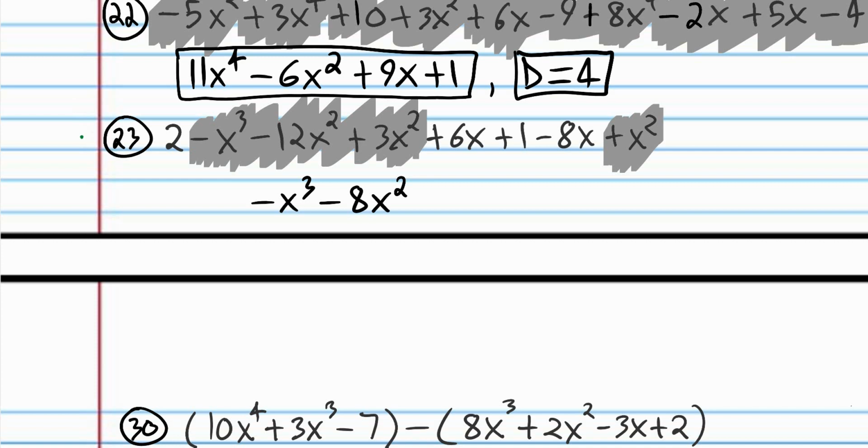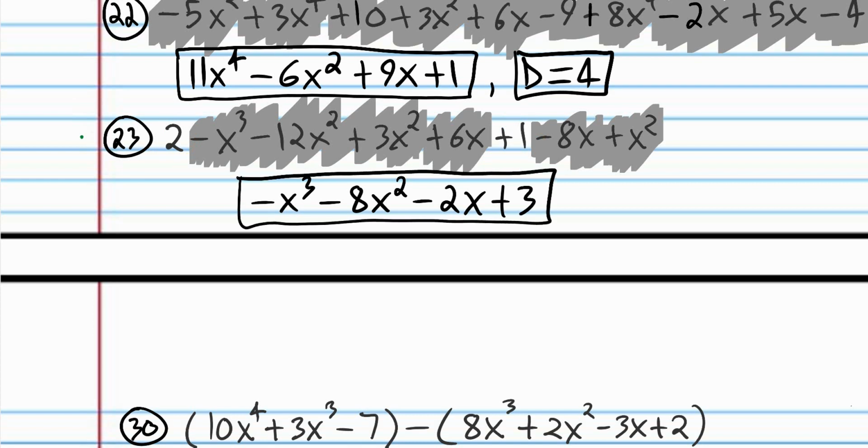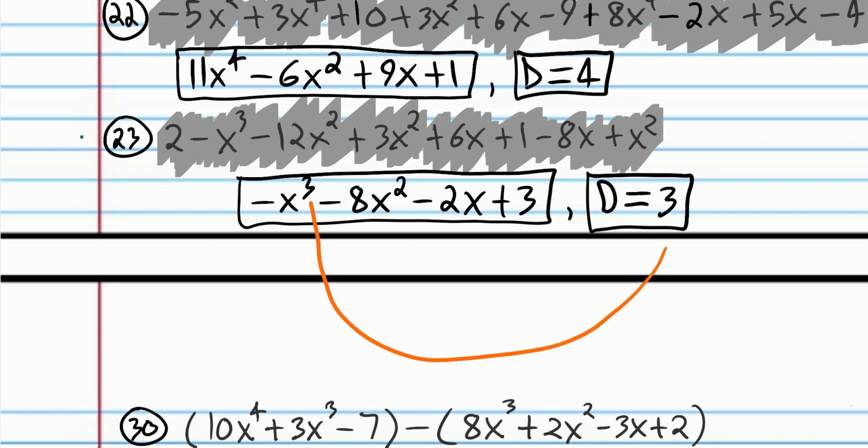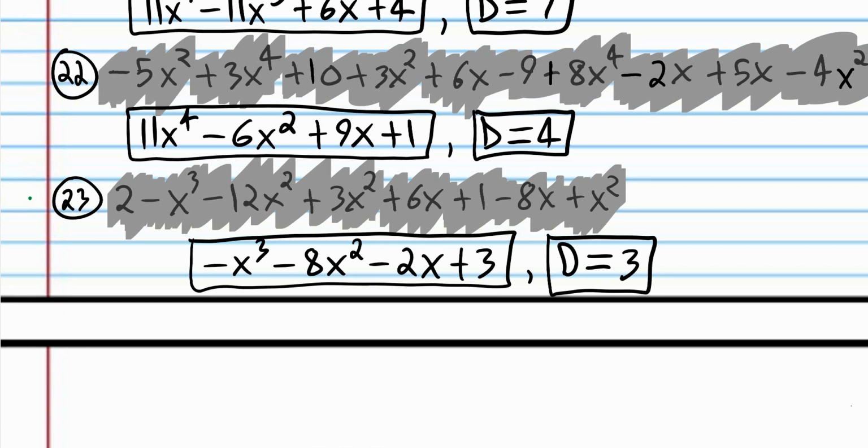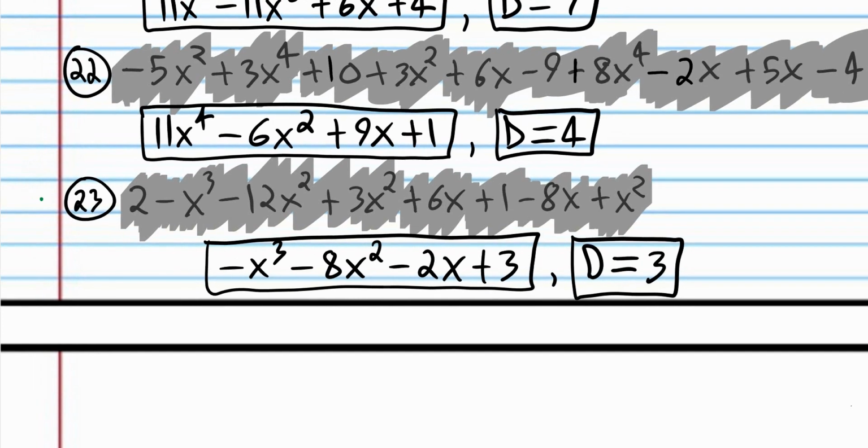And then we're going to combine the 6x and the negative 8x. We get negative 2x. And then we're going to combine the 1 and the 2. Don't forget that 2 at the very left. 2 plus 1 is 3. So if you got that answer, good job. Don't forget to write your degree, though. The degree of this polynomial is 3. Where did I get that number? Right there. Remember, the degree of a polynomial is the greatest exponent. So if you got that answer, good job.